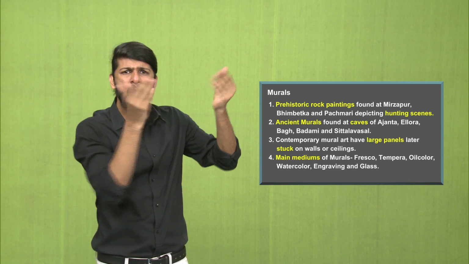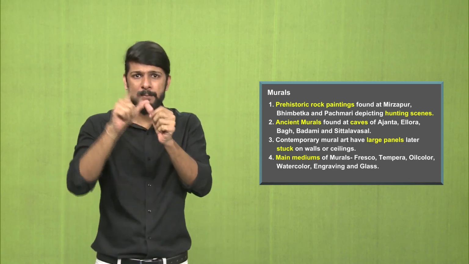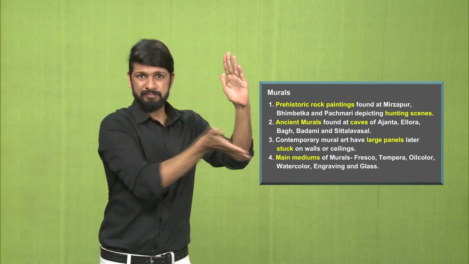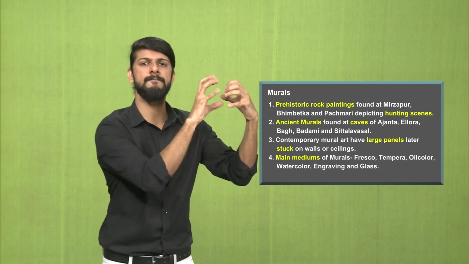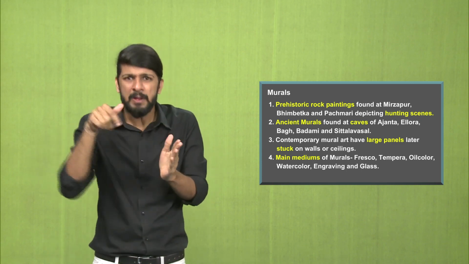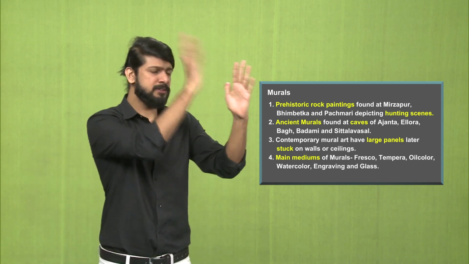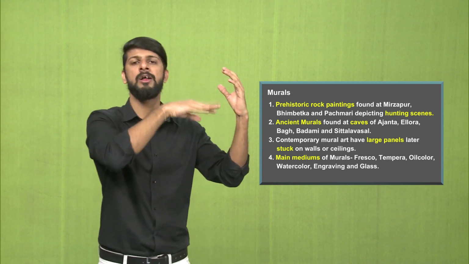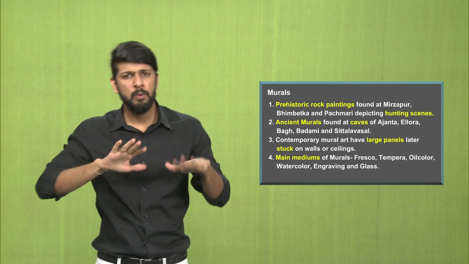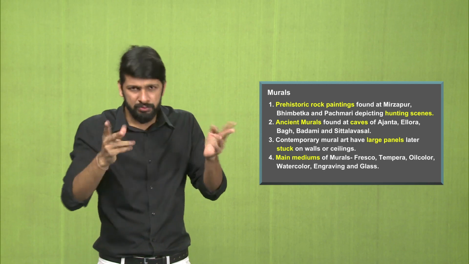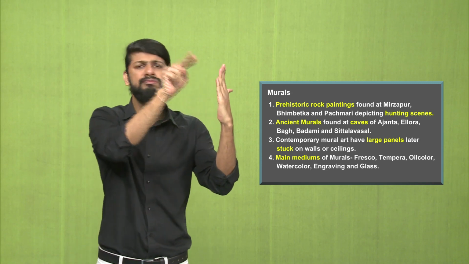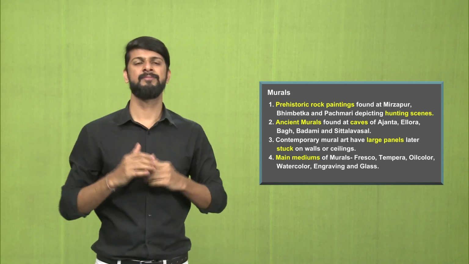The main mediums of mural painting are as follows. You have the fresco technique, where you first put the layer and then put the painting in the wet plaster. Then you have tempera, where you wait for it to dry and then you use the colors. Or you have oil color, watercolor, engraving, and also murals are done on glass using various different types of paints.